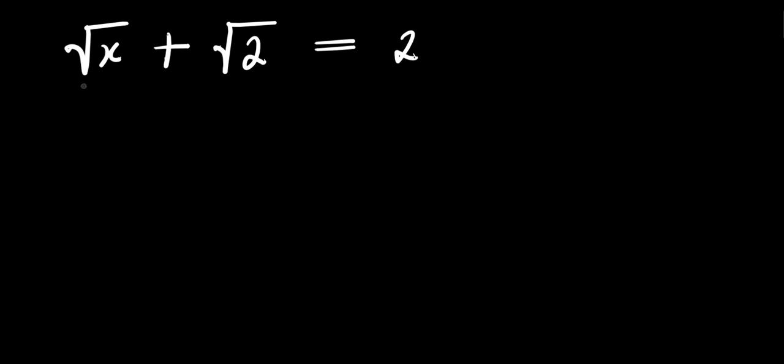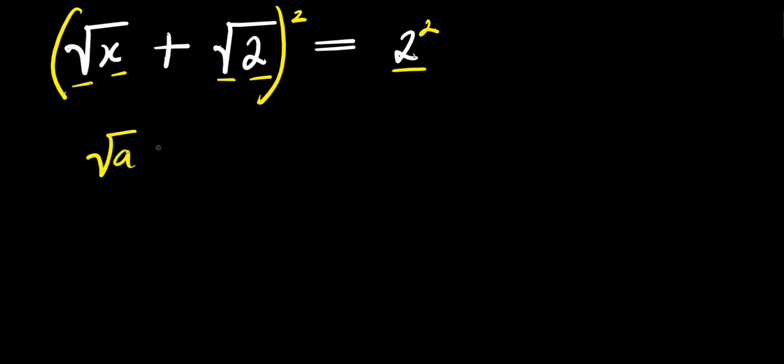Hello, how to solve this: square root of x plus square root of 2 equals 2. Solving for all values of x that satisfy this equation. So let's start by taking the squares of both sides of this equation.